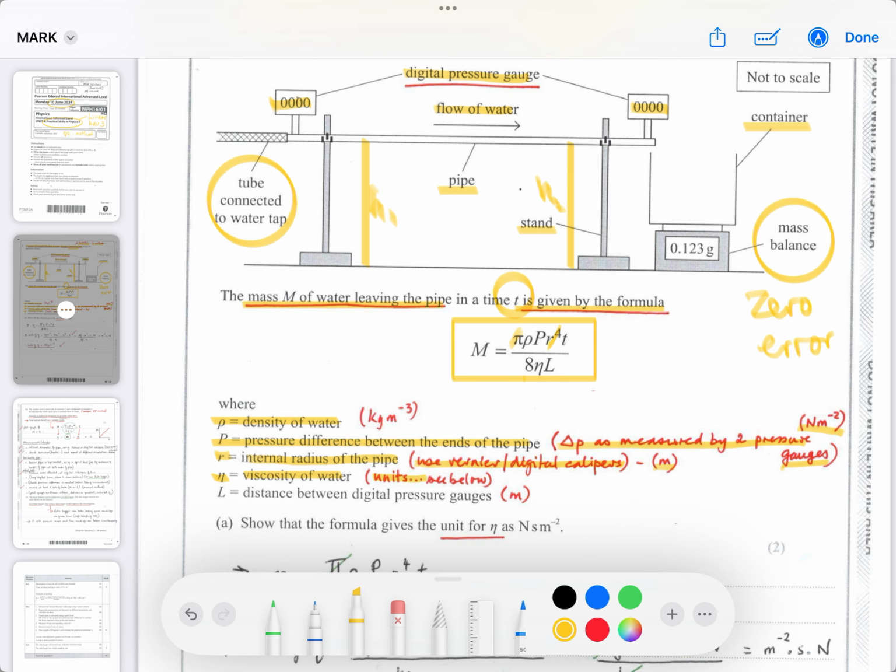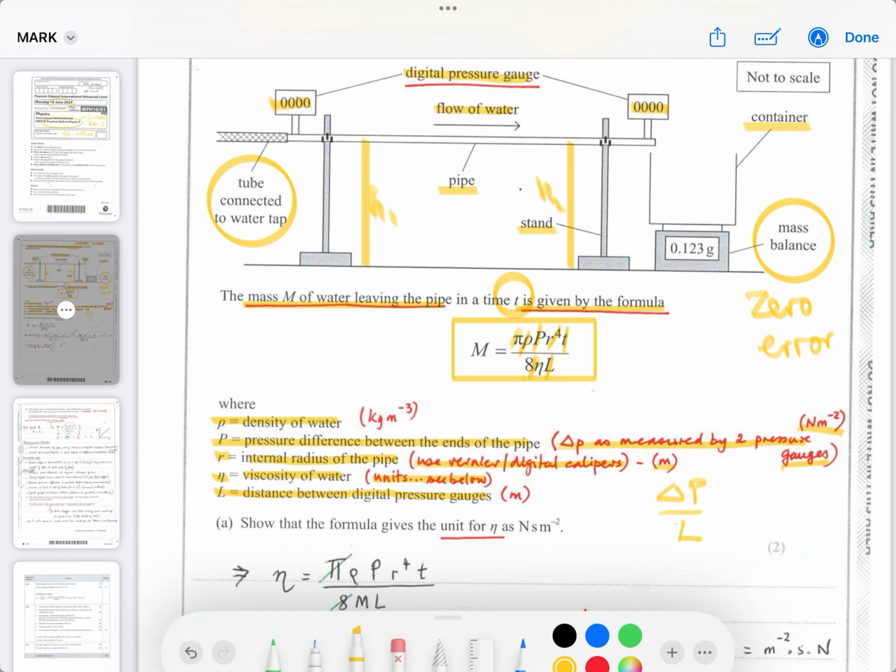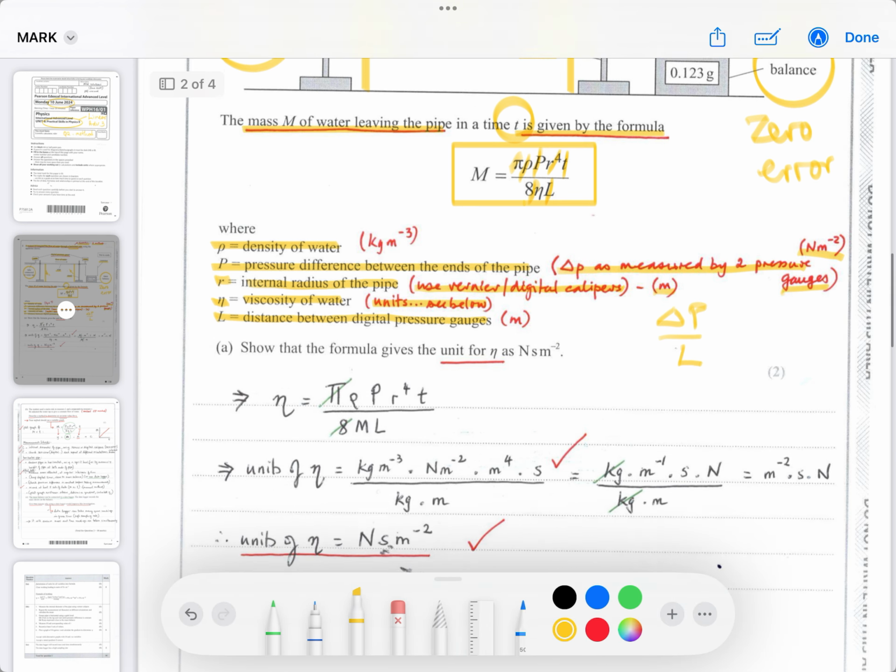Units we've got to look below because they want us to work out the units as the only thing that we don't know. And L, the other unknown. So eta we've done, P we've done, rho we've done, T we've done. L is the distance between the 2 digital pressure gauges. So in other words, the pressure gradient would be delta P divided by L. That would be the pressure gradient. And that's what makes fluids flow, a pressure gradient.